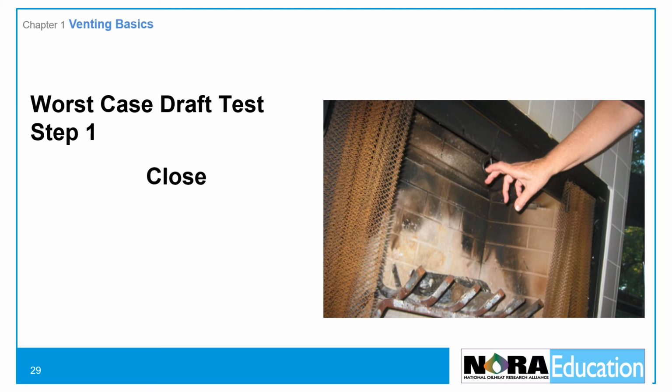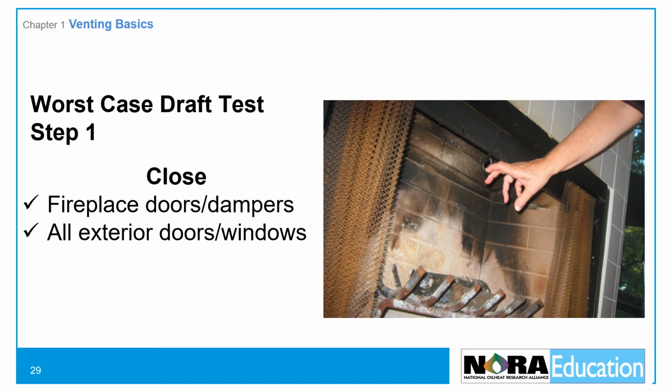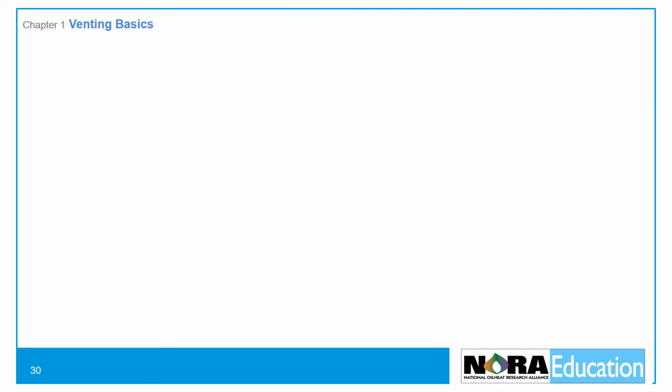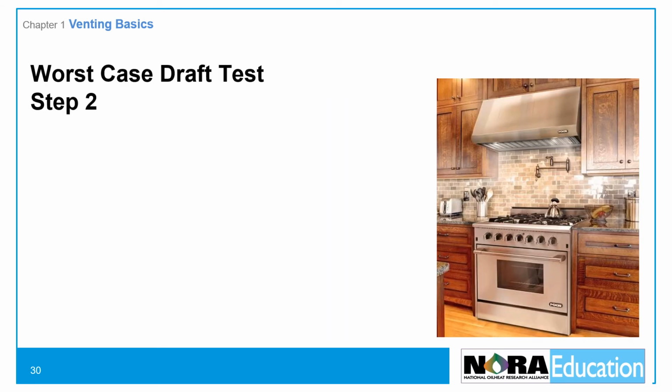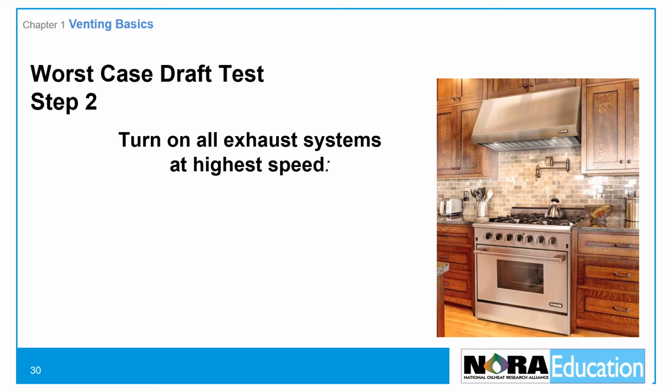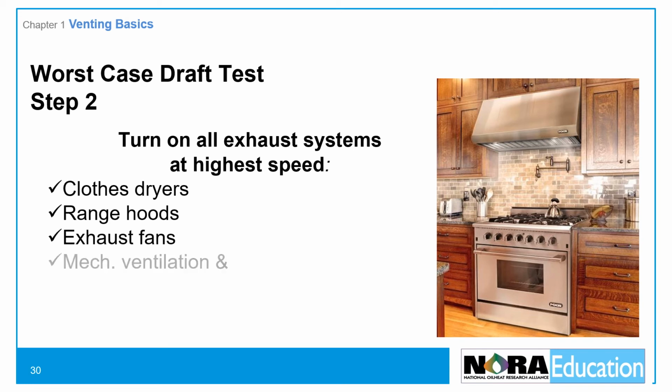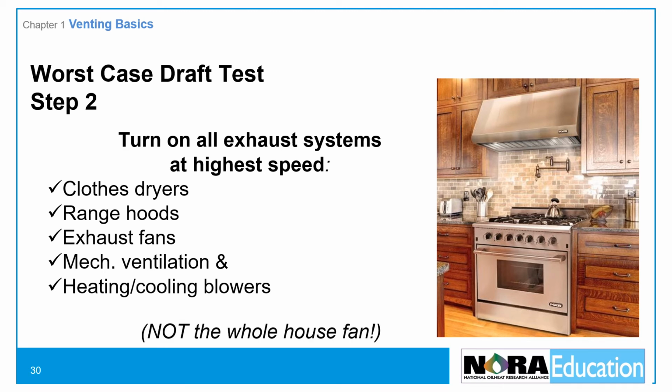First, close fireplace dampers and fireplace doors. Then close all exterior doors and windows in the building, and close all interior doors in the building. Step 2. Turn on the building's air exhaust systems at the highest speeds, including the clothes dryers, range hoods, bathroom exhausts, and mechanical ventilation and forced air heating or cooling system blowers. Do not operate the whole house fan.